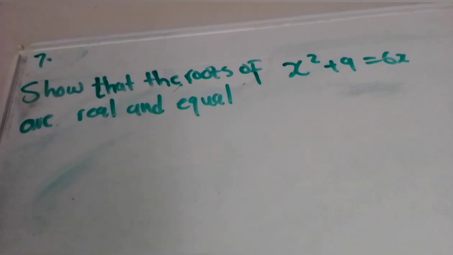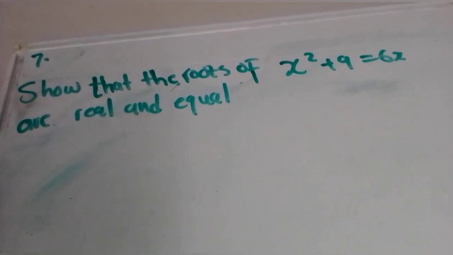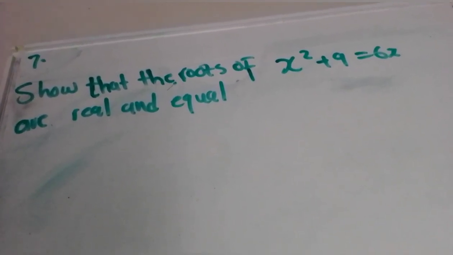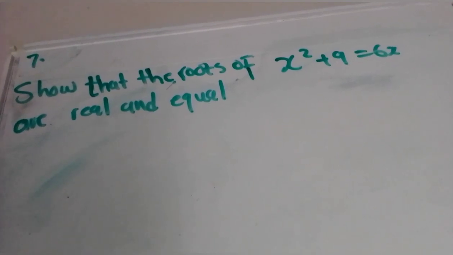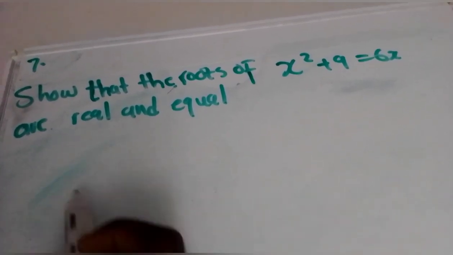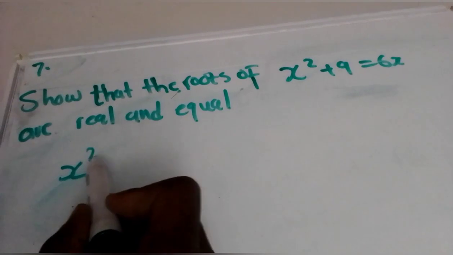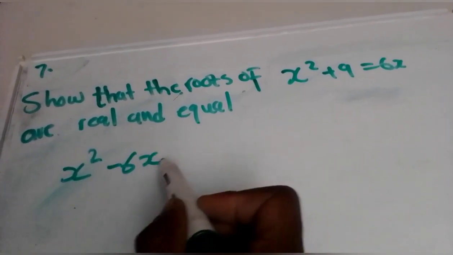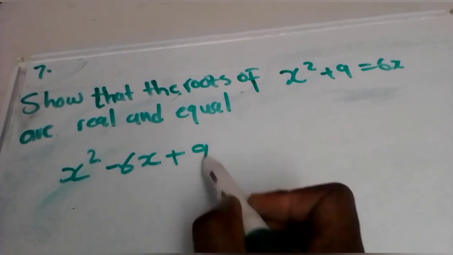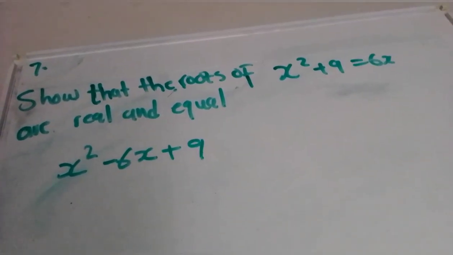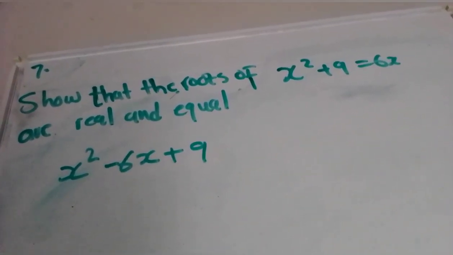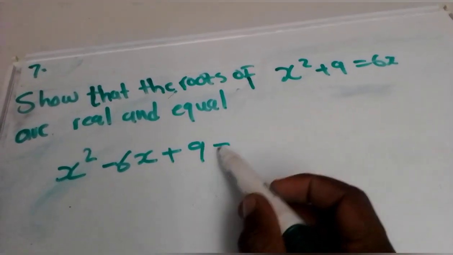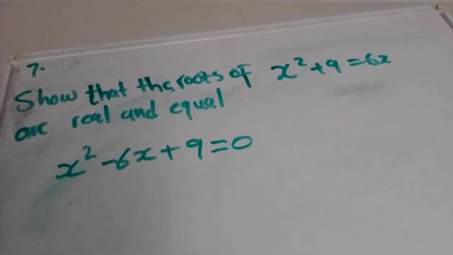Show that the roots of x squared plus 9 equal to 6x are real and equal. So this is the seventh example, so we need to make sure that everything's in standard form. Now we need to say x squared minus 6x. Remember, we transpose that positive 6, plus 9. So when they say it's real, go to our notes. Real and equal tells us about equating to 0.